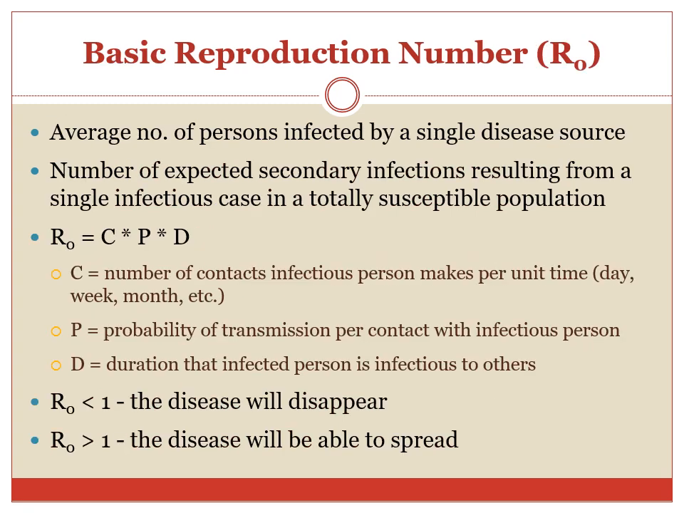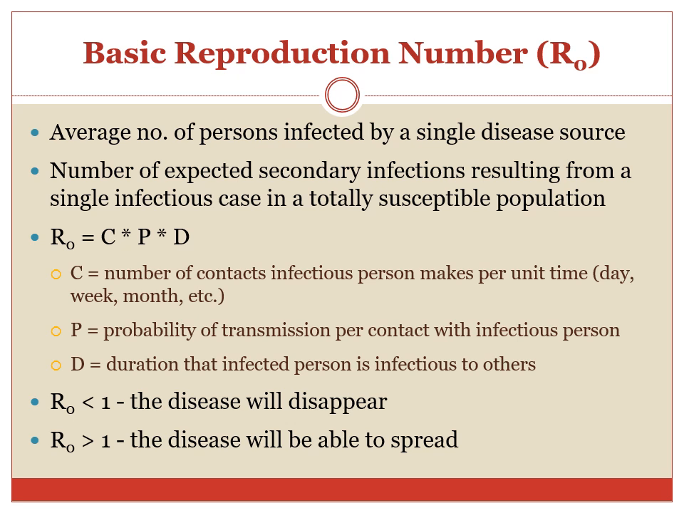The basic reproduction number, or R0, is basically the average number of persons infected by a single disease source. So one infected person enters a room full of people. How many people in that room end up being infected? 2, 3, 15? This is the basic reproduction number. So how do we calculate it?